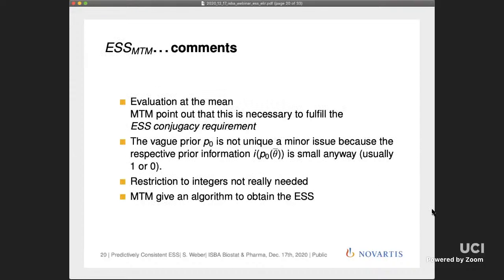Some comments on the Morita method. It's an evaluation at the mean, so at a single point of the entire density, which is, according to Morita, necessary in order to fulfill the ESS conjugacy requirement. As said before, the flat or vague prior is not unique, and this is a minor issue because the respective prior information is very small. We'll see in a moment that the restriction to integers is actually not needed. And Morita gives an algorithm instead of a formula to find the effective sample size.